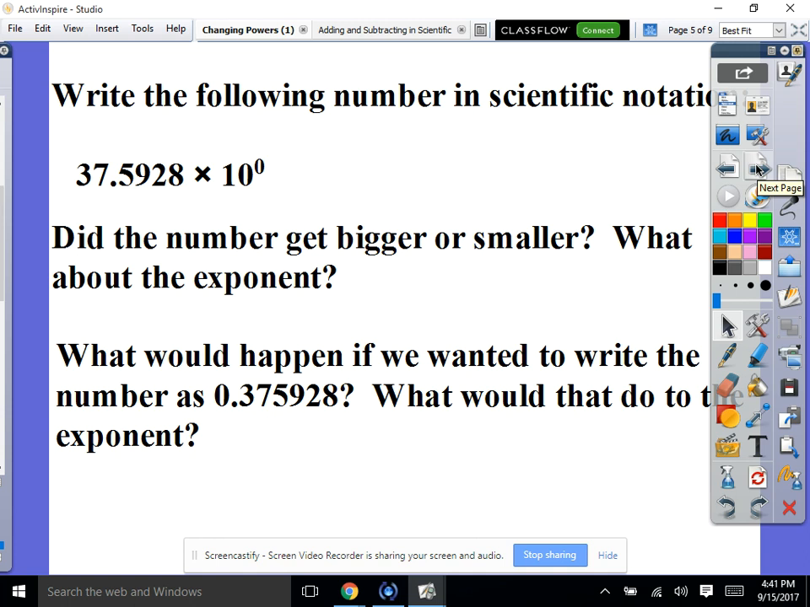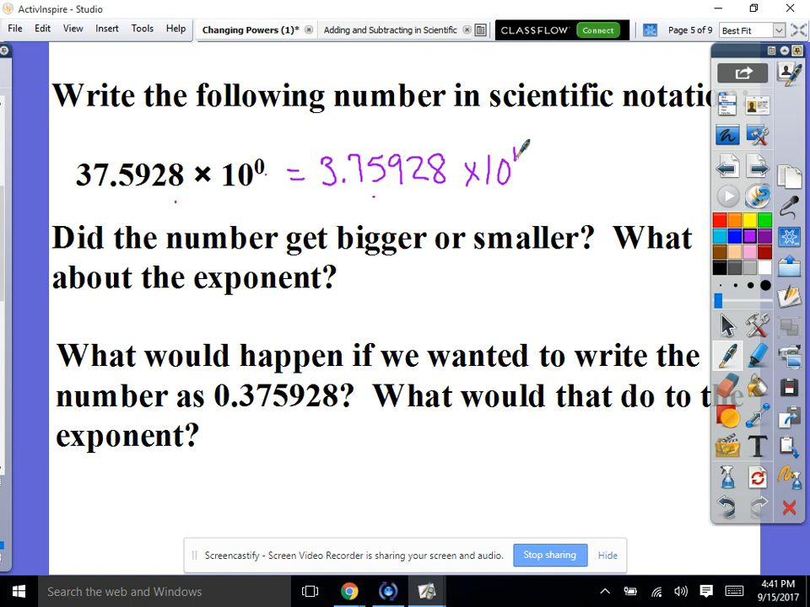All right, so as we talked last week, if we wanted to write this number, 37.5928, in scientific notation, the decimal would need to come after the first natural number. So we would write it 3.75928 times 10. Well, did we make our number bigger or smaller? We actually made the number smaller, so since we made the coefficient or first factor smaller, we need to make the exponent bigger. And since we made it one smaller, we'll make the exponent one bigger.